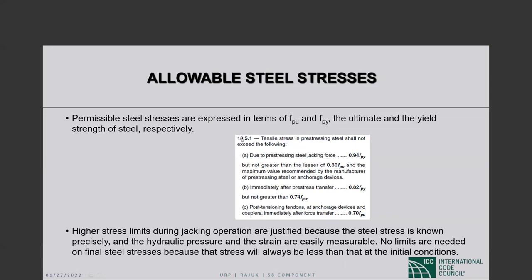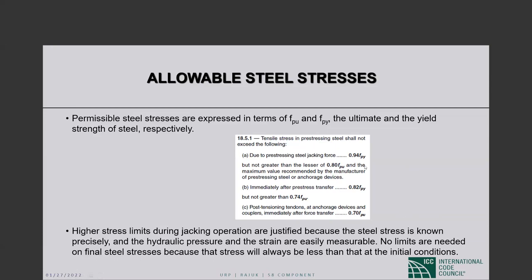This is from the ACI code, section 18.5.1. Due to prestressing steel jacking force, which is the very beginning when you are jacking, this is the limit, 0.94 fpy, not greater than the lesser of 0.80 fpu, and so on. Immediately after prestress transfer, there's some loss. You can appreciate that because there'll be some slippage. At prestressing transfer it is 0.82 fpy, but not greater than 0.74 fpu. And in post-tensioning tendons, at anchorage devices and couplers, immediately after force transfer it is 0.7 fpu.